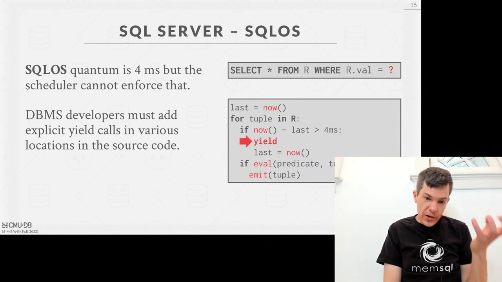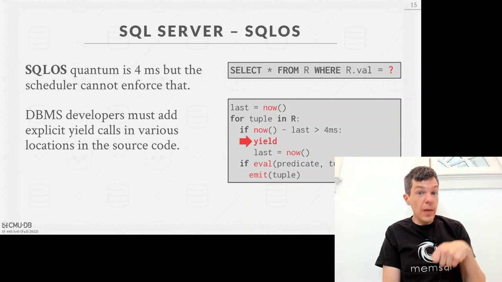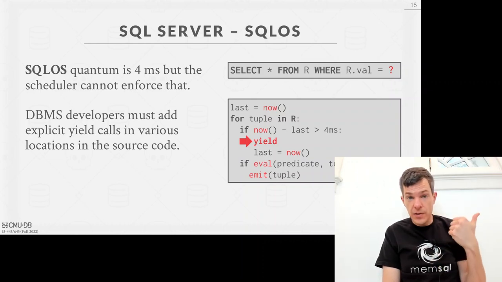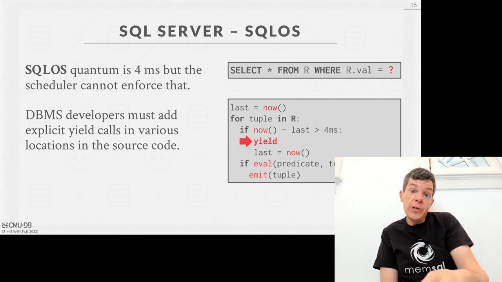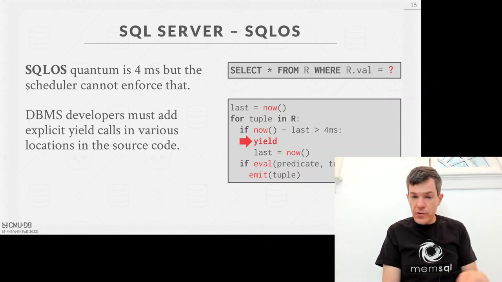And this is a gross approximation, but basically you get the current timestamp and check whether it's been 4 milliseconds since you last checked the timestamp. If yes, then you yield back to the SQLOS database system thread scheduler. Otherwise, do whatever processing you want to do.